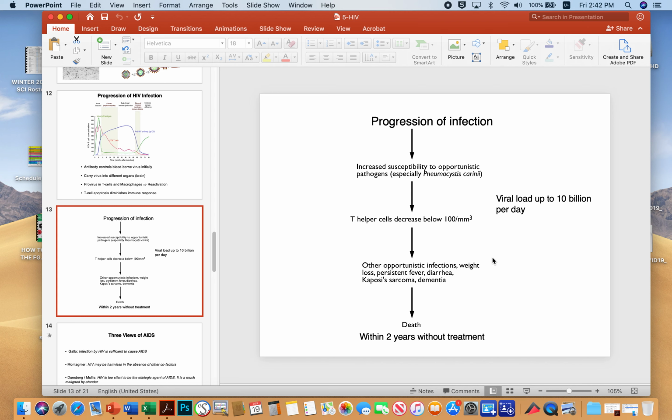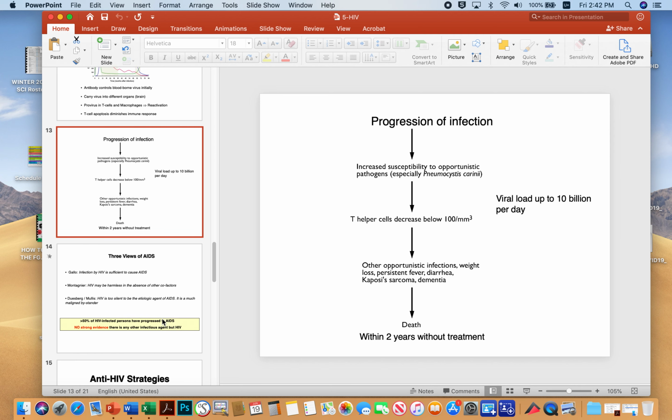The individual loses weight and has persistent fever, persistent swollen lymph nodes, diarrhea, Kaposi sarcoma, even dementias. The viruses invade the brain. Without treatment, the individual will usually die.